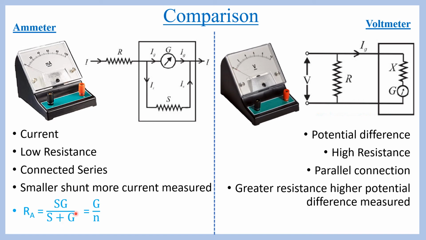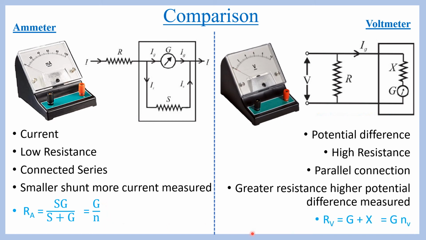In 11th standard you have studied how to calculate the effective resistance of two resistances connected in parallel. If R1 and R2 are connected in parallel, what is the effective resistance? It is given by R1 R2 divided by R1 plus R2. So here we have got two resistances G and S connected in parallel. So the effective resistance is SG divided by S plus G, which is equal to G divided by N.